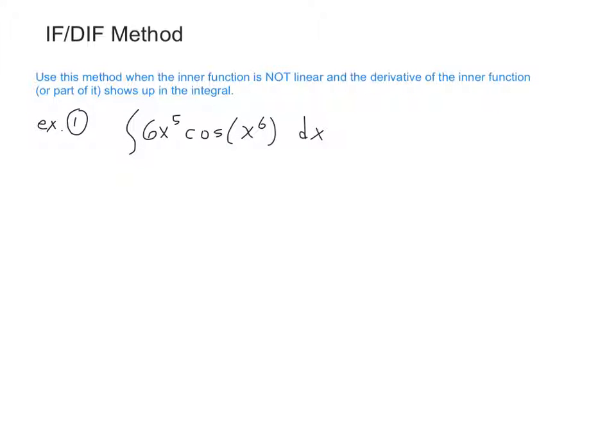Alright, welcome to what I call the if-diff method. This is a method that we're going to use when the inner function of an integral is not linear and the derivative of the inner function, which by the way we call the diff, and the inner function I'm going to refer to as the if, shows up in our integral. We're going to use this when we see that the derivative of the inner function, or part of it, shows up in our integral.